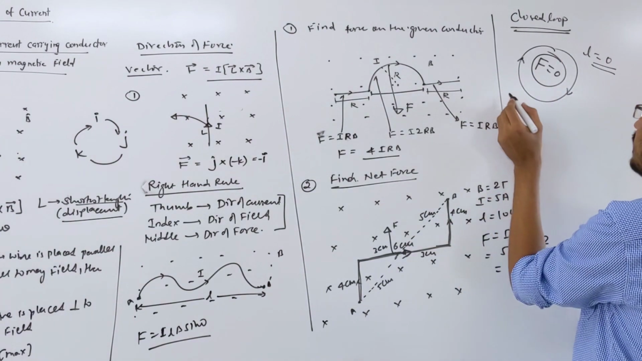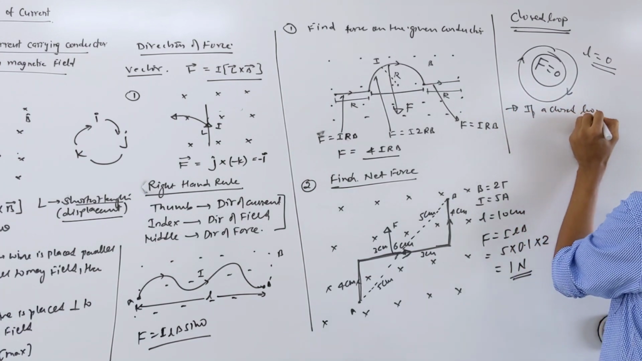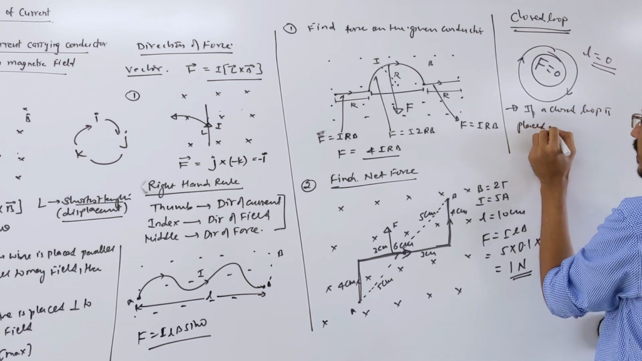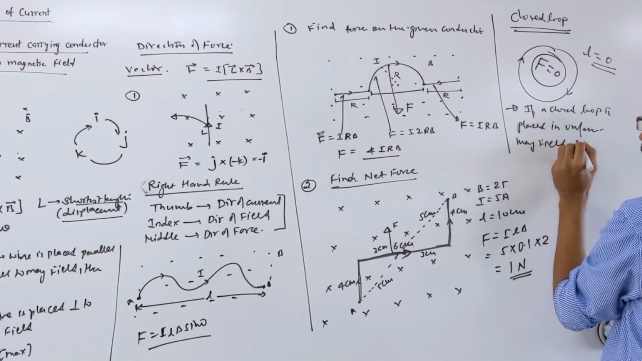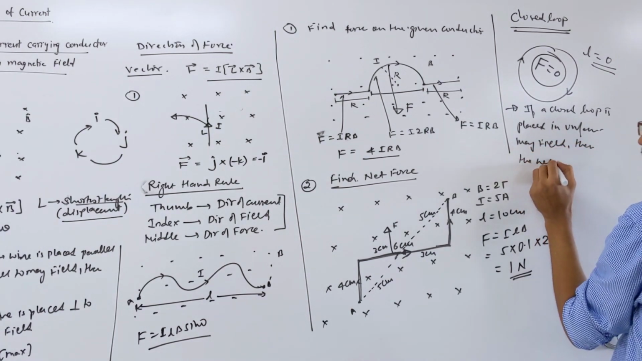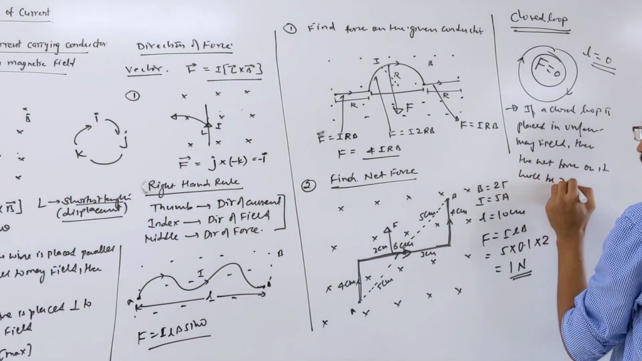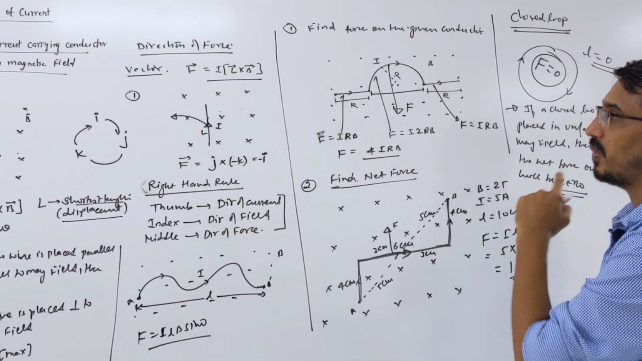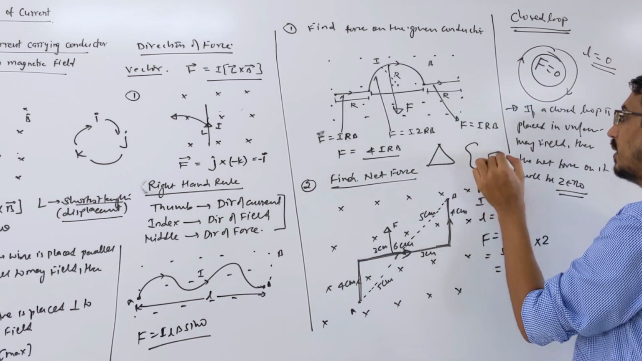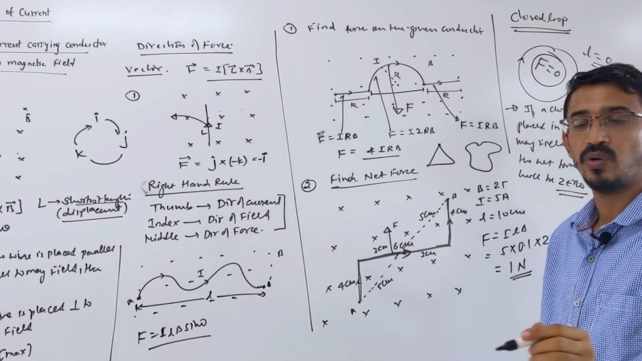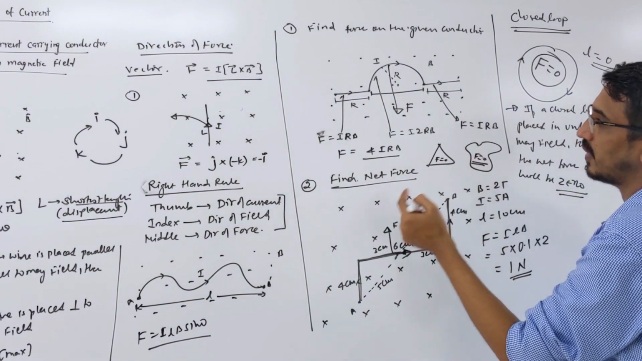So write a very, very important sentence: if a closed loop is placed in a uniform magnetic field, then the net force on it will be what? 0. It does not depend on what shape of loop you have. You may have a triangle, circle or any shape, but if it's a closed loop, net force will always be 0. Many questions have been asked about this. I will discuss.